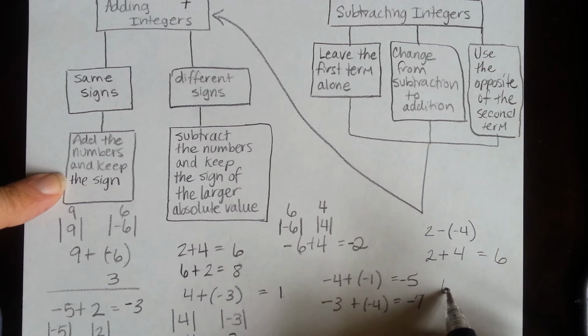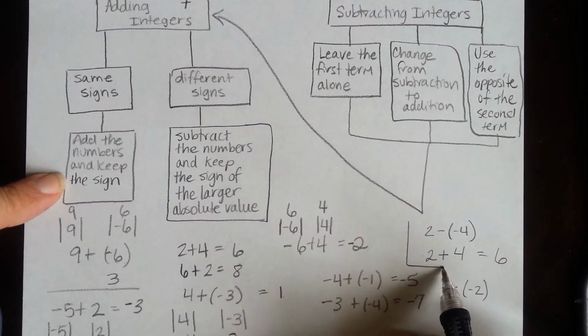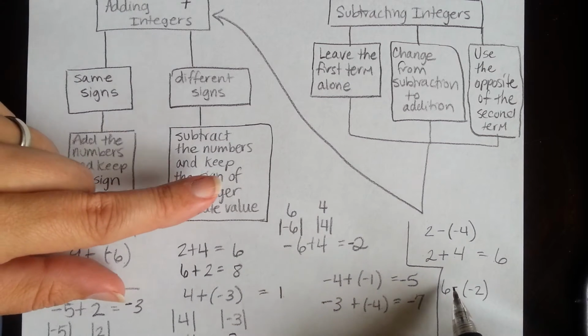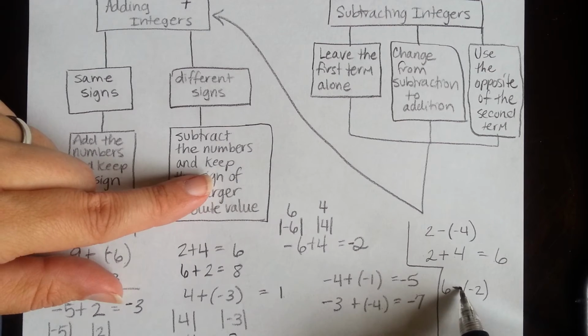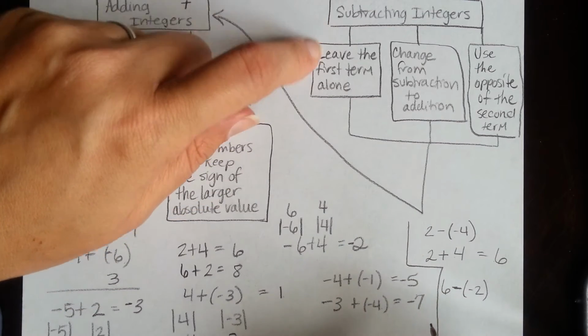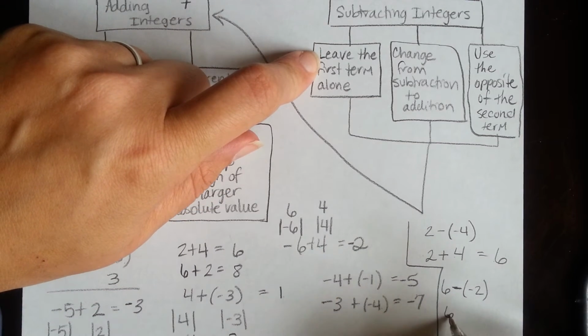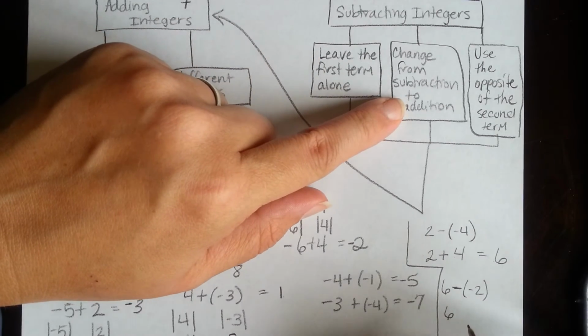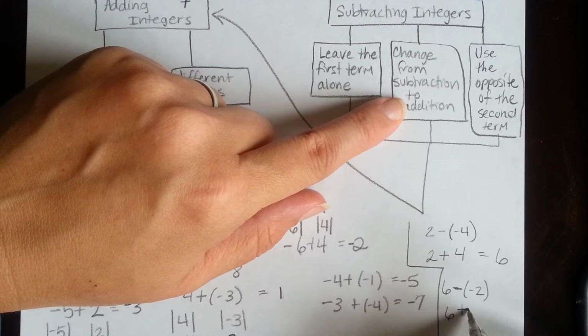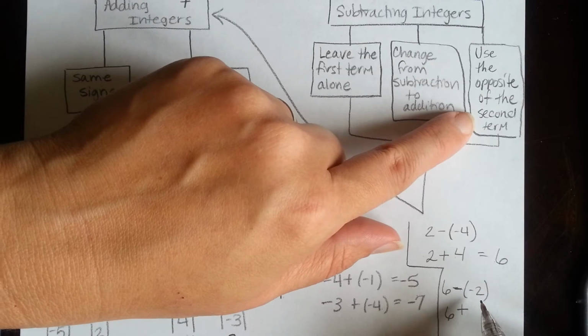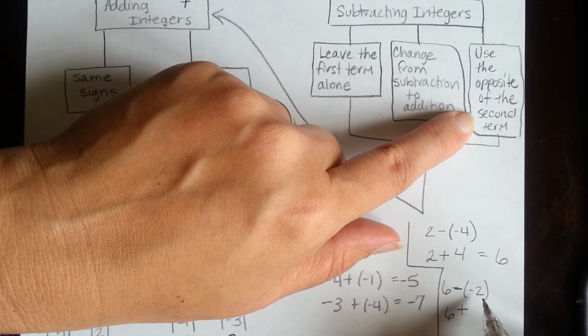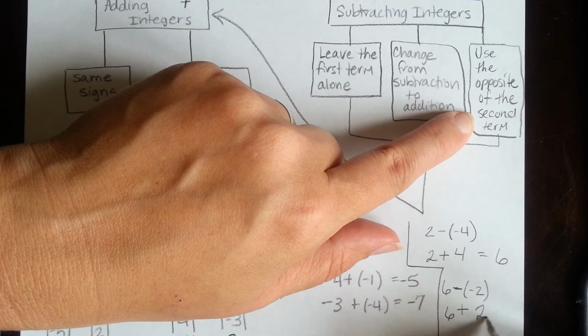Next one, 6 minus negative 2. If I'm looking at this one, it is a subtraction problem. So I'm going to come up here to subtract. It wants us to leave the first term alone, so we're going to leave it at 6. We're going to change from subtraction to addition. And then we're going to use the opposite of the second term. So the second term is negative 2, so we're going to make it a positive 2.